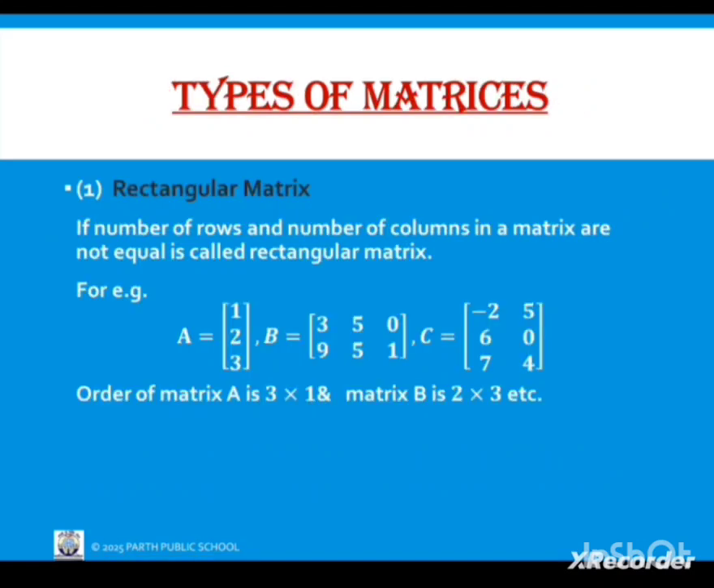Next is types of matrices. The first type is the rectangular matrix. A rectangular matrix is one in which the number of rows and the number of columns are not the same. For example, matrix A has one column but 3 rows. The order will be 3 into 1. In matrices B and C, you can check, the order will be 2 into 3 and 3 into 2.